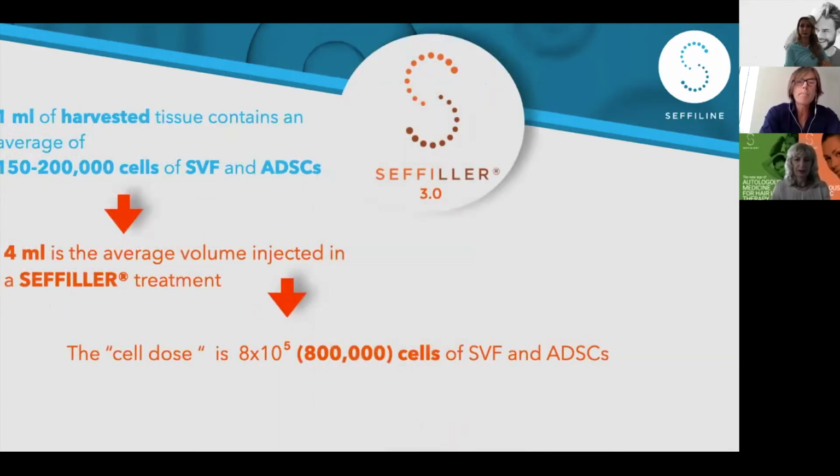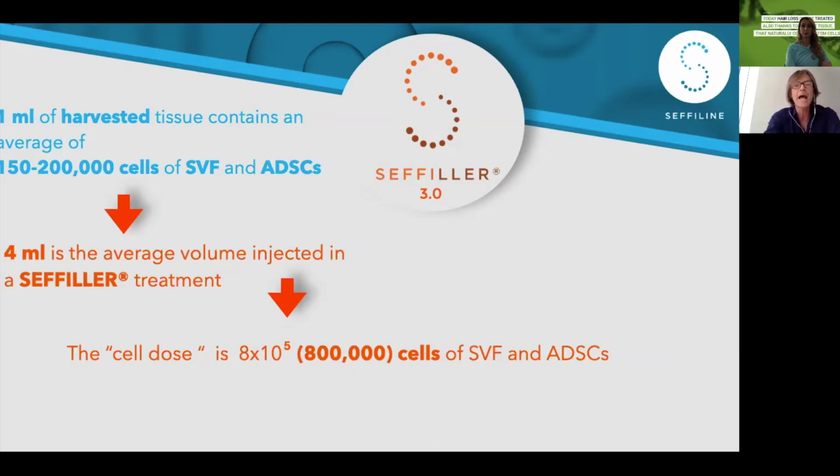Now I'm going back to the SEFFILLER procedure. Talking about the amount of cells that we are going to administer to our patient, you have to consider that in 1 ml of harvested tissue, you have 150,000 to 200,000 cells of stromal vascular fraction and stem cells. The average volume that we inject with a SEFFILLER treatment is more or less 4 ml. Hence, you are going to administer to your patient more or less 800,000 to 1 million cells of stromal vascular fraction and stem cells per treatment.